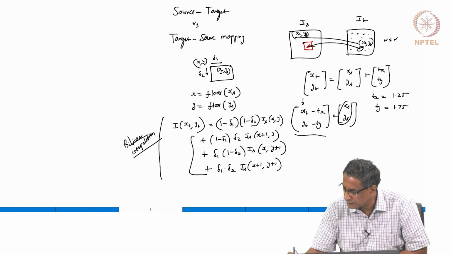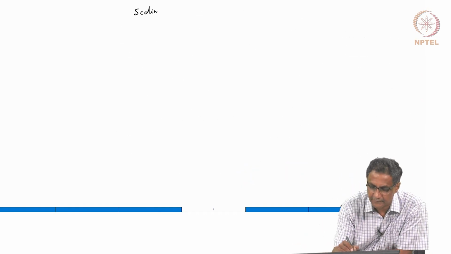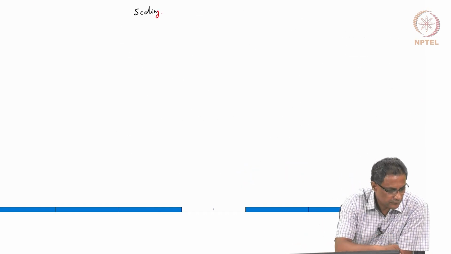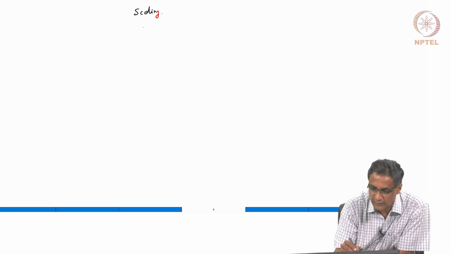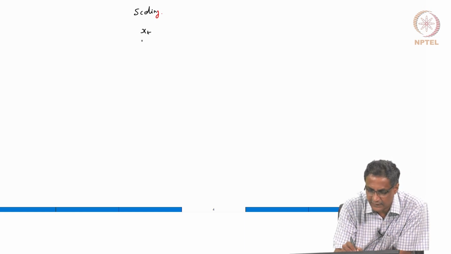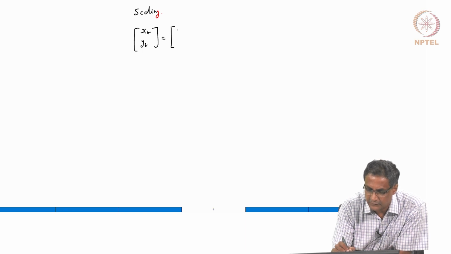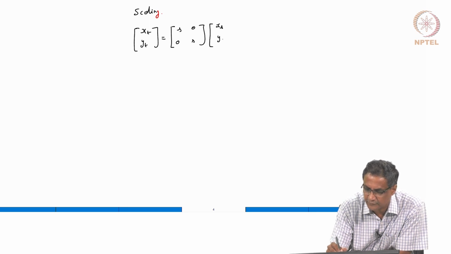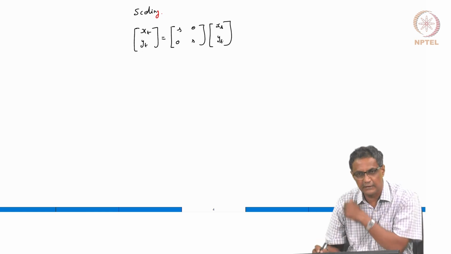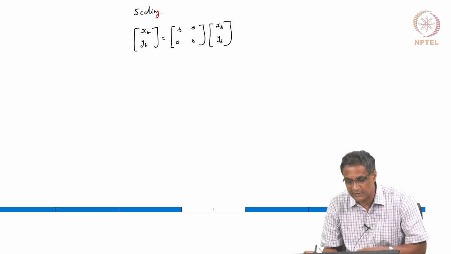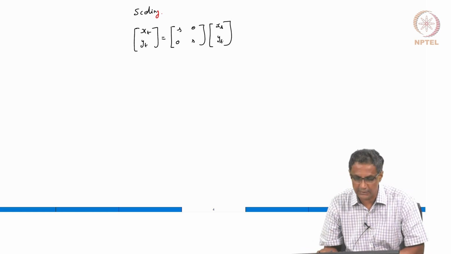Then you go to the next level, which involves scaling. When you get into scaling, you have something called uniform scaling. You can also have non-uniform scaling, but we'll just look at uniform scaling. So it will be like S 0, 0 S, and then xs, ys. All of that will still apply. Whatever I said, this is target to source, and all of that will apply.